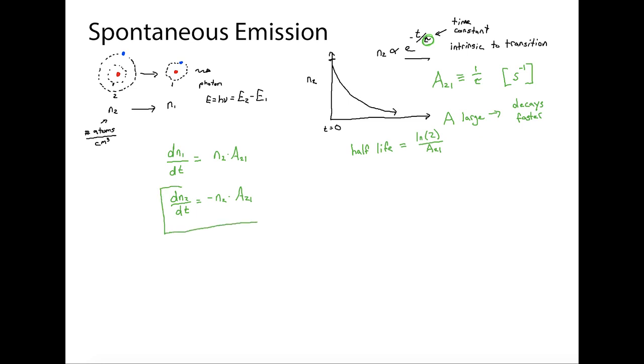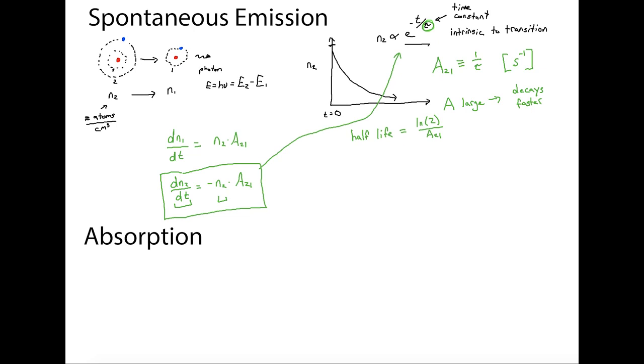And in fact, it's this differential equation that gives us the solution for the number density of atoms in the excited state as a function of time. In order for the time derivative to be proportional to itself, we naturally have an exponential solution. So that's spontaneous emission. Next, we're going to talk about absorption.